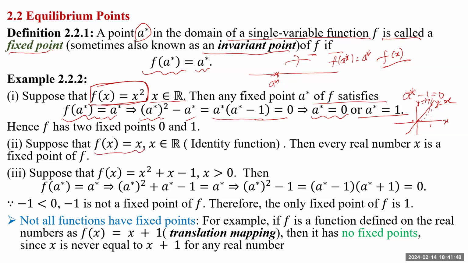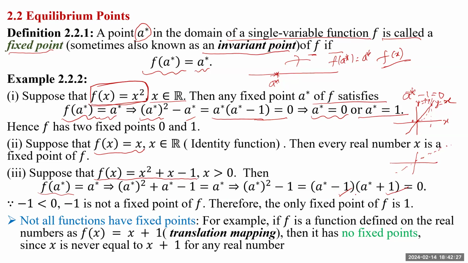Suppose you take f(x) = x. Then the line y = x and f(x) coincide, so every point on the x-axis is a fixed point. And also you can take f(x) = x² + x − 1 where x is greater than 0. When we substitute those values, you will get the a values: plus 1 and minus 1.